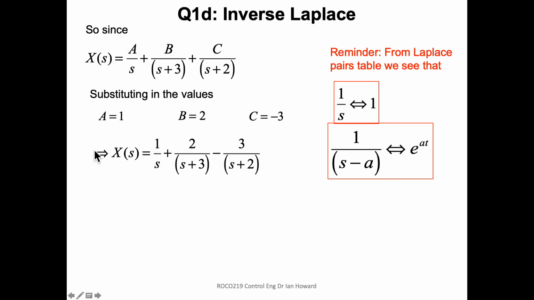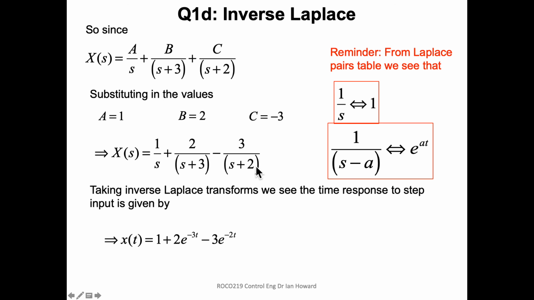So looking at this term here, the top values are just scaling factors. So we can say this is a scaling factor of 2, this is a scaling factor of minus 3. And in this particular case, this is equivalent to a equals minus 3, and this is a equals minus 2, right? So our overall time response is going to be, this goes to 1, this goes to 2 e to the minus 3t, and this goes to minus 3 e to the minus 2t.